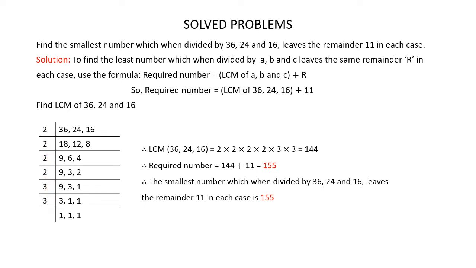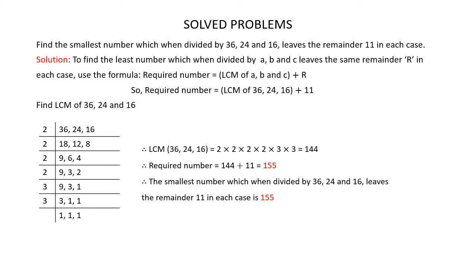So LCM of 36, 24 and 16 is equal to 2 multiplied by 2, multiplied by 2, multiplied by 2, multiplied by 3, multiplied by 3, which is 144. Now, the LCM of the numbers is 144. We know that the remainder is 11, which is given in the problem. So the required number is equal to 144 plus 11, which is 155.